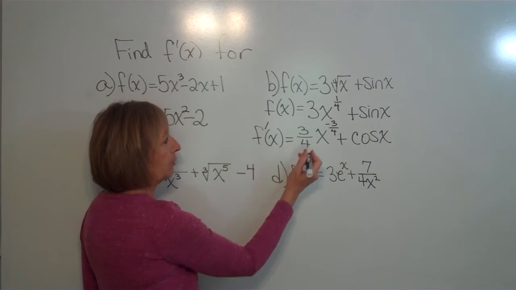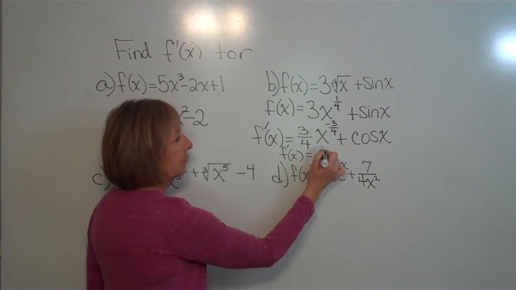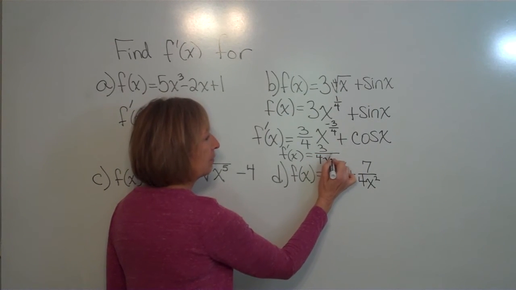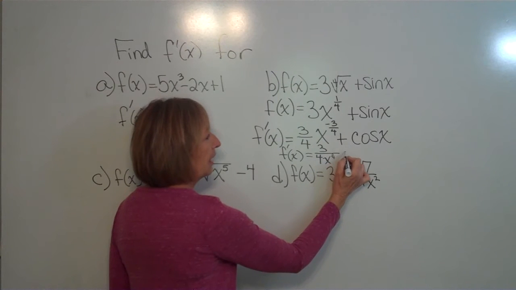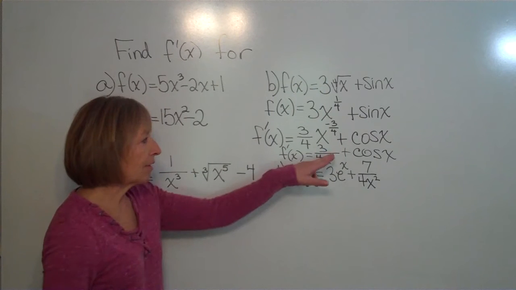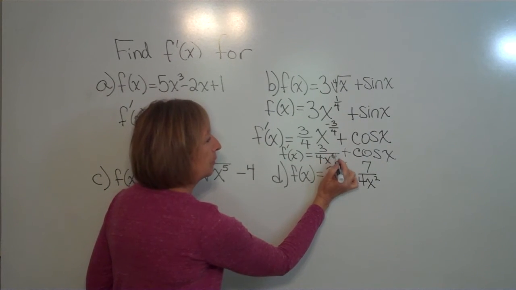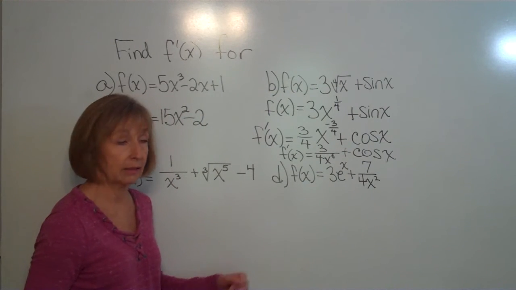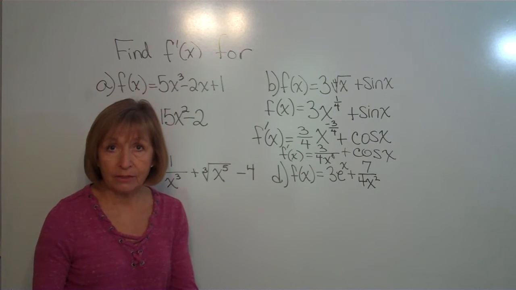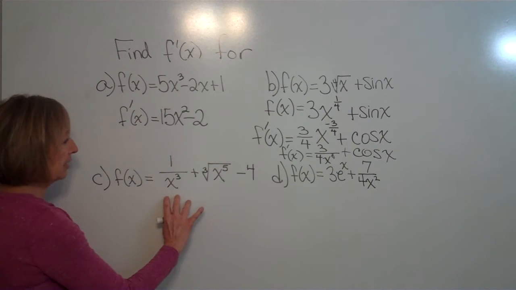Some will have it where you want to write it without negative exponent, so you could write f prime of x is equal to 3 over 4 times x to the positive 3/4, and then plus the cosine of x. But again, you would want to see what the person that you are reporting to would want you to do in terms of rewriting it. Or if you need to go back to the radical notation, or also if you go back to the radical notation, if they would want you to rationalize it. Let's look at the next one.